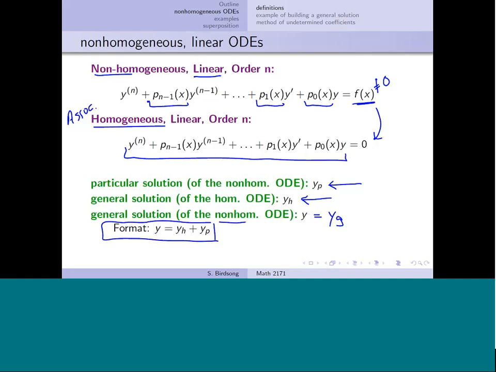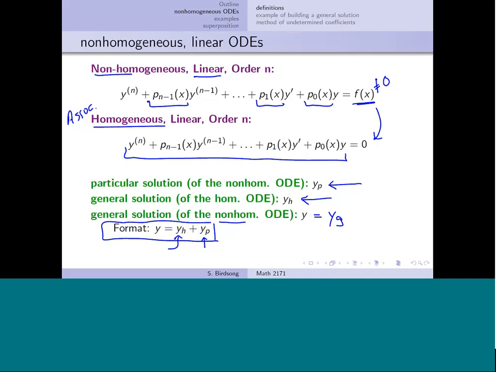Your particular solution will have no unknowns in it. It's an actual one specific function. There is no family of functions involved. The homogeneous solution is where your constants are involved. So for the overall general solution for the non-homogeneous differential equation, you will still have unknowns unless you have initial values, but all those unknowns will live inside of the homogeneous solution. We talked about some of that last time.